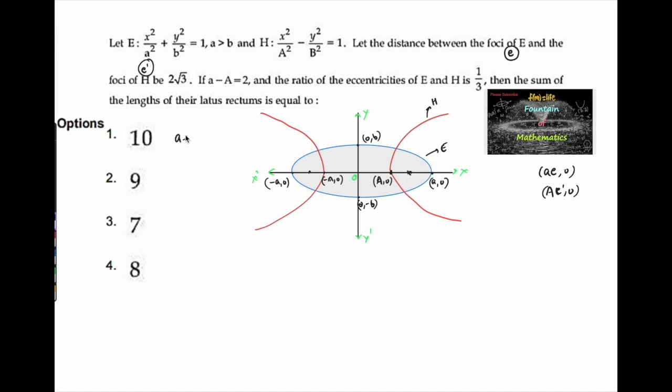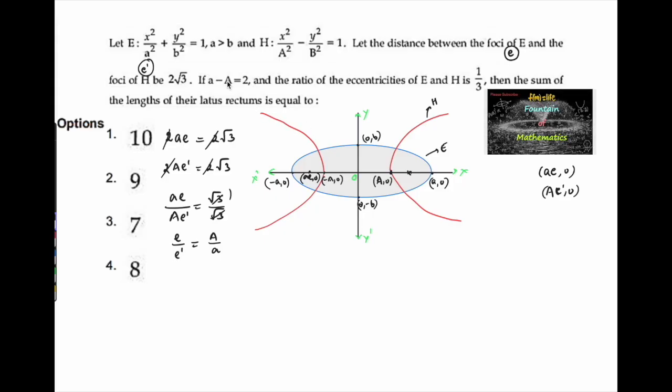We can say 2ae is equal to 2 root 3, the distance between the foci, and similarly 2 capital A E dash is also equal to 2 root 3. So we can write ae upon capital A E dash is equal to root 3 upon root 3, which is 1. So e upon E dash is equal to capital A upon small a.